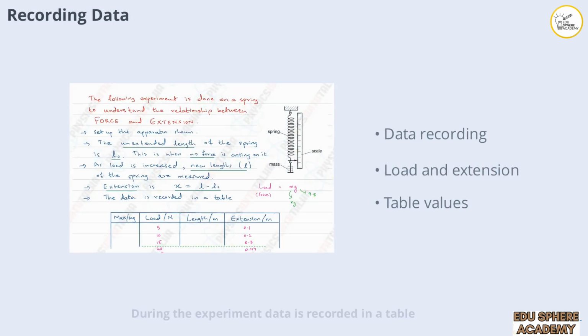During the experiment, data is recorded in a table. The table includes values for mass, load, length, and extension. As the load increases, the spring stretches further, and these changes are carefully measured. Recording accurate data is essential for analyzing the relationship between force and extension. This step lays the foundation for plotting graphs and understanding the mathematical connections in deformation.